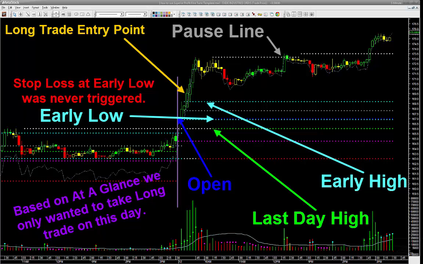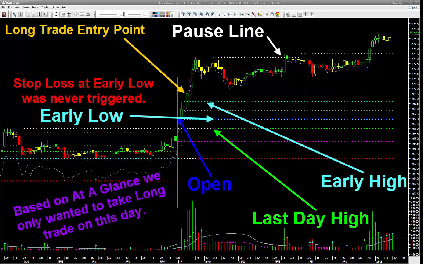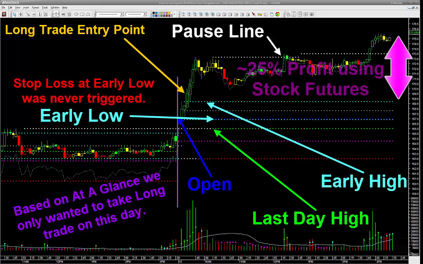Instead, XI went up and hit the white pause line. We could have exited partial position at that time. Our India community of traders usually trade using stock futures. What would be the profit using stock futures between the early high breakout level and the pause line? It would be about 18%. What would be the profit at end of day? That would have been higher, about 25%.